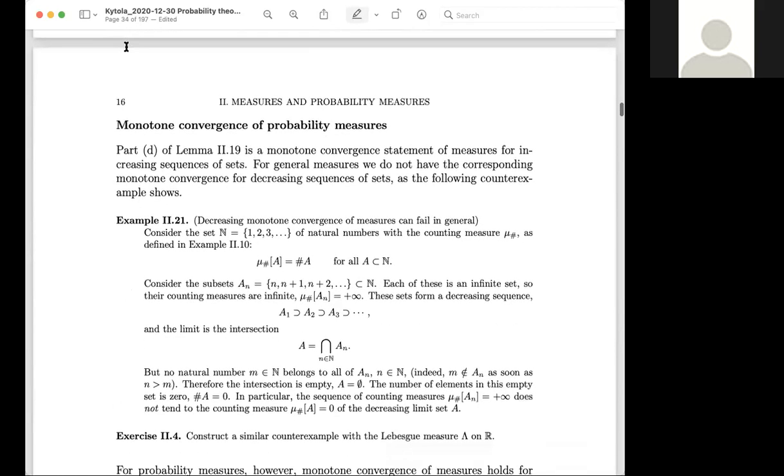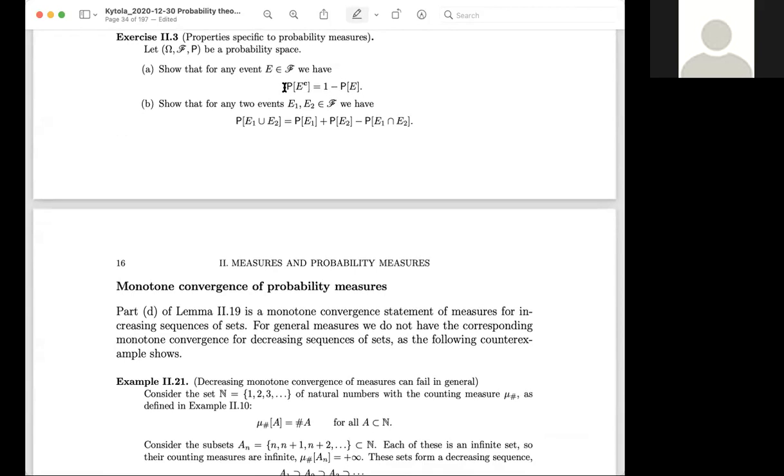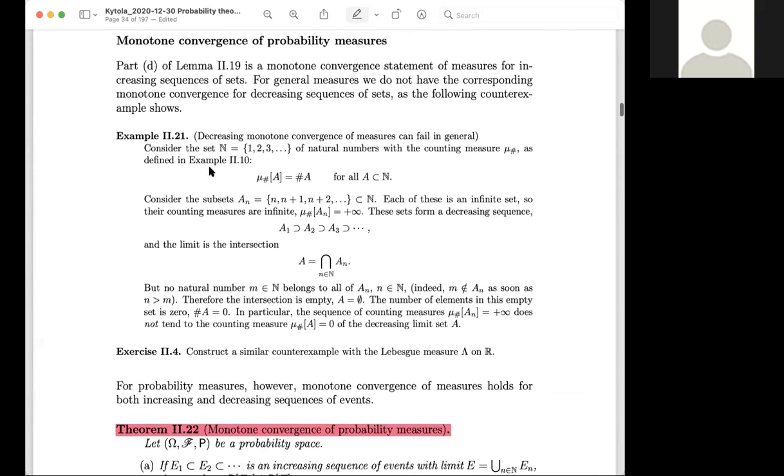Then there's some discussion about other properties of measures, which we know from basic probability. The probability of the complement is 1 minus the probability of the event, and so on. So kind of familiar things. These are nice homeworks if you want to play with measures a bit. Then there's a discussion about the monotone convergence still.